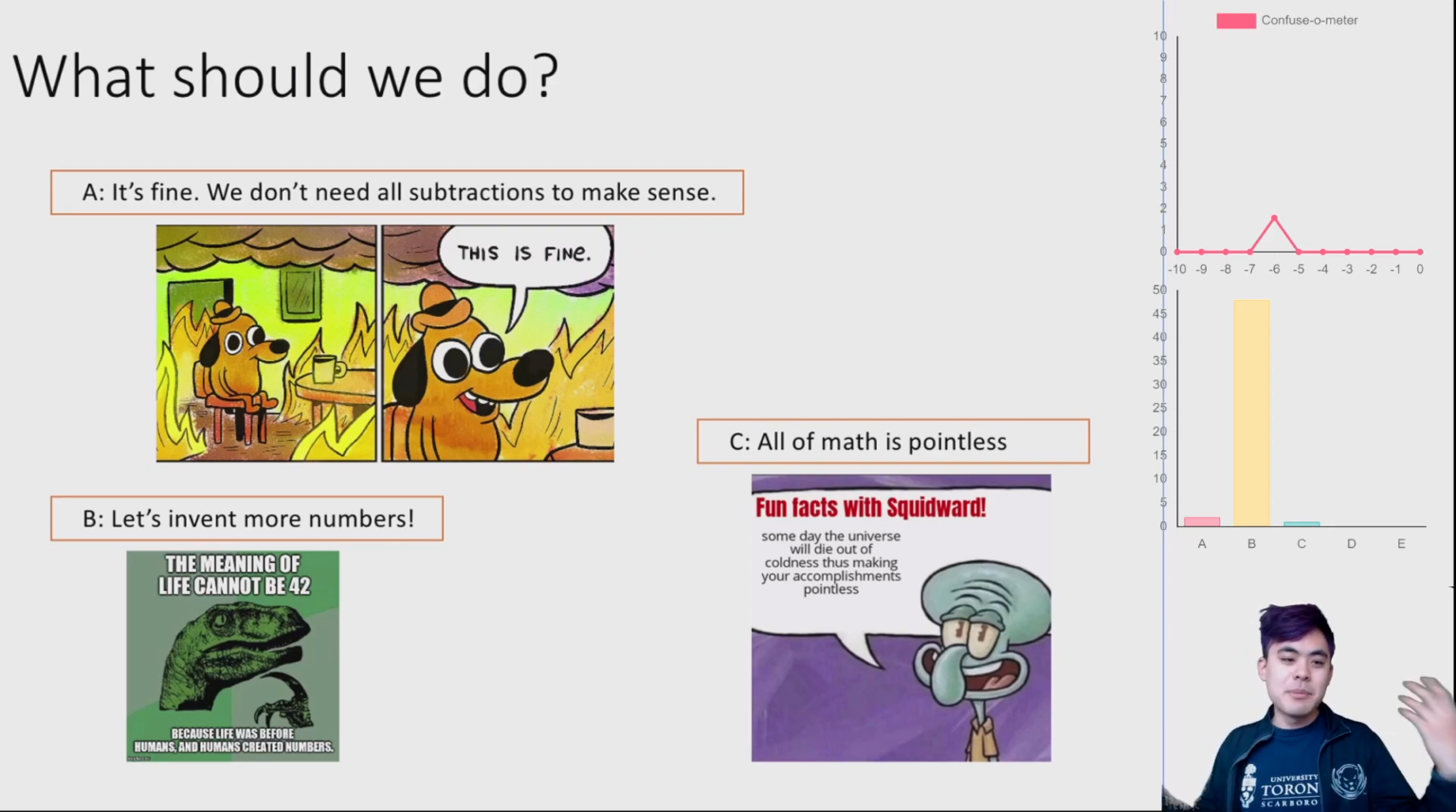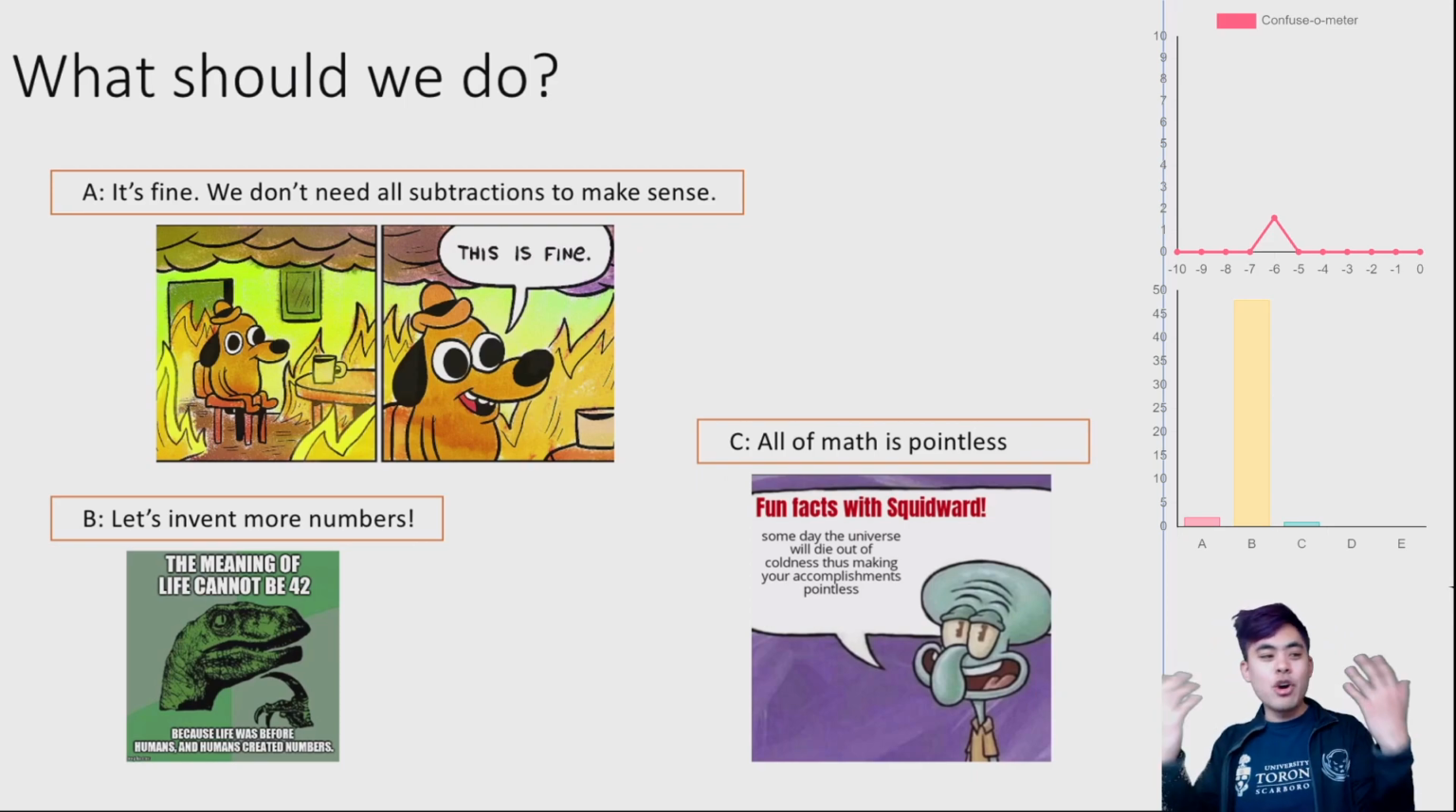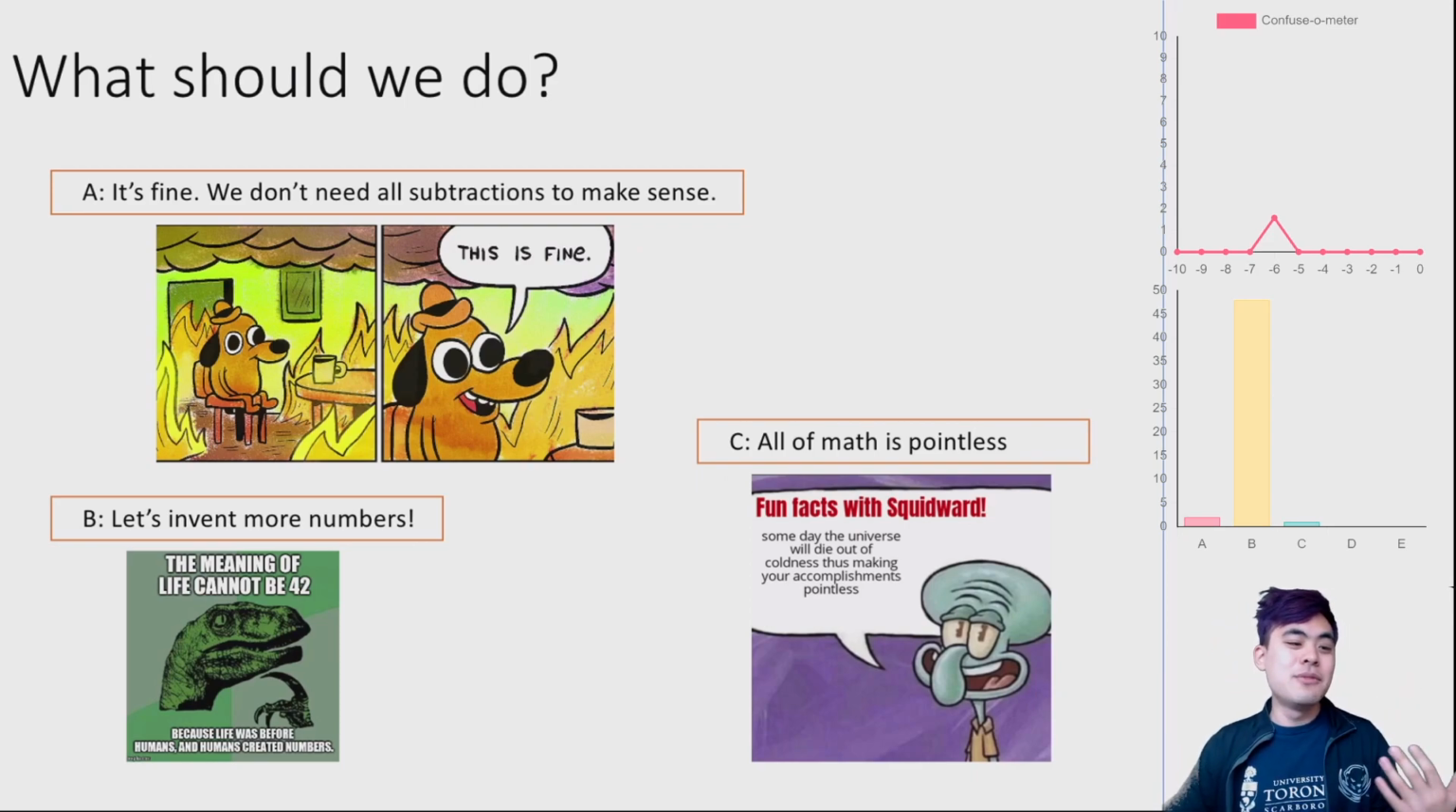And of course, there are some people who have always thought that math is pointless. I am not one of them, and I hope by the end of this course, I can convince you that math is not pointless. But of course, that is a position you can take.